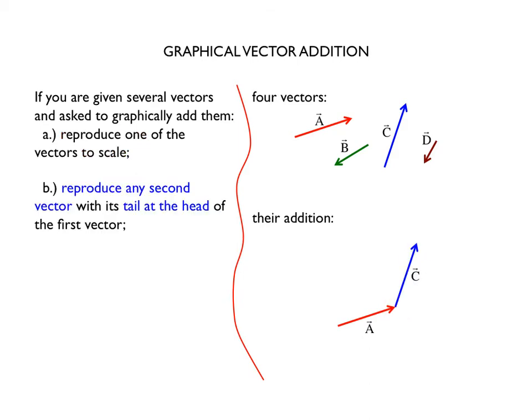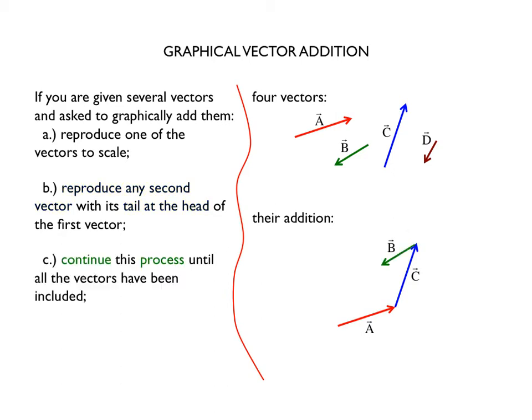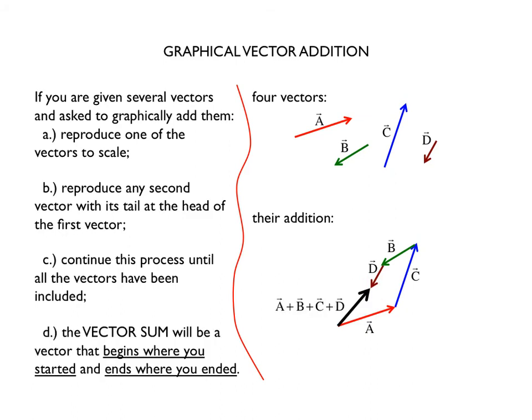Once you get C taken care of, you take any of the other vectors, B for instance, and you reproduce that operation. So you take its tail, you bring it down to the head of C, you reproduce B to scale. You do the same process with D. And once you get all of the vectors taken care of, you start where you started, you draw a vector that goes to where you end, and that is the vector sum of all the vectors in the system. This vector sum is called the resultant.